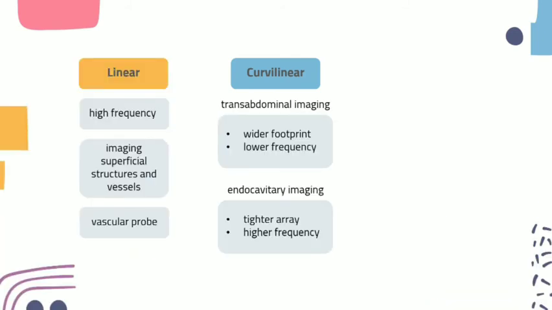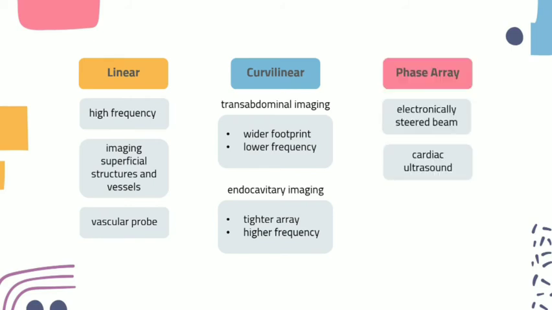Linear probe uses high frequency. It images superficial structures and vessels. It is also called a vascular probe. For phase array, they use an electronically steered beam and it is used for cardiac ultrasound.